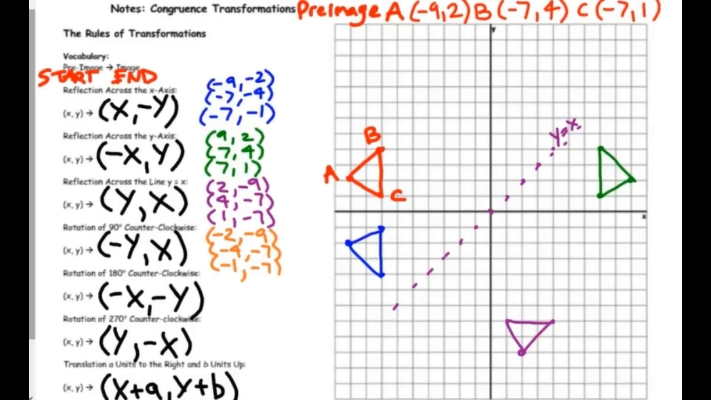And like before, let's plot those new points and see that rotation. So -2, -9, -4, -7, -1, -7.